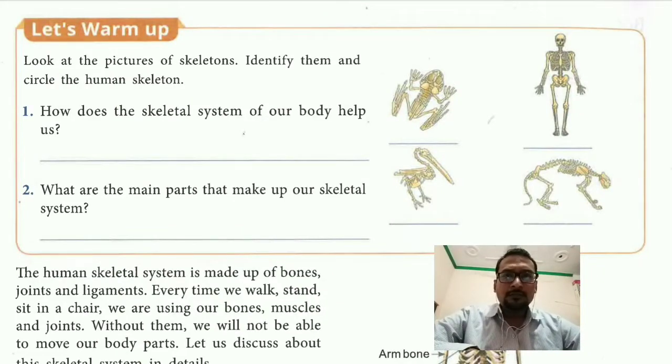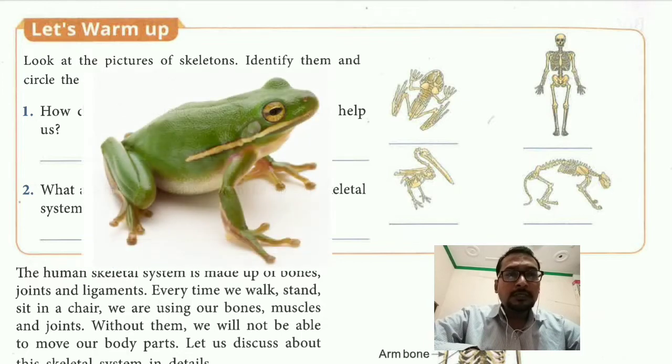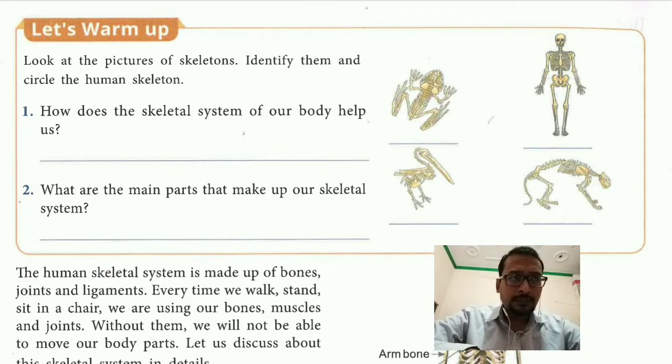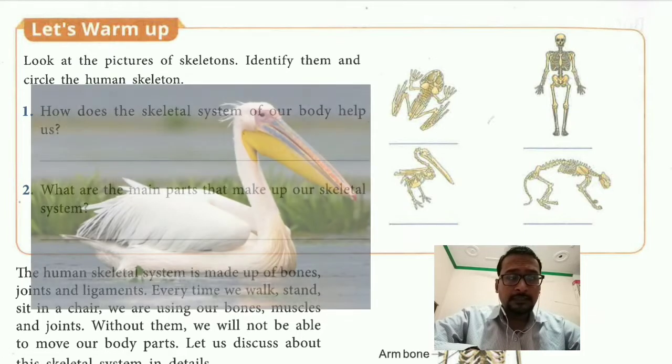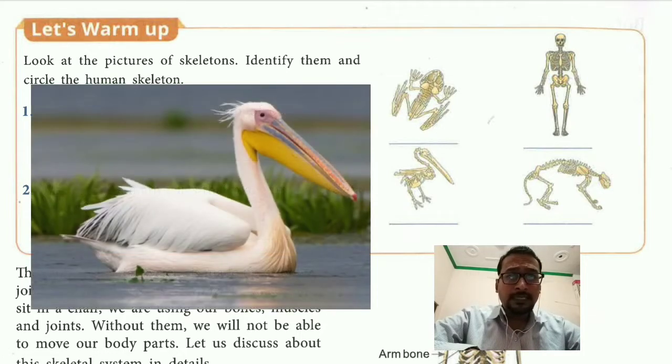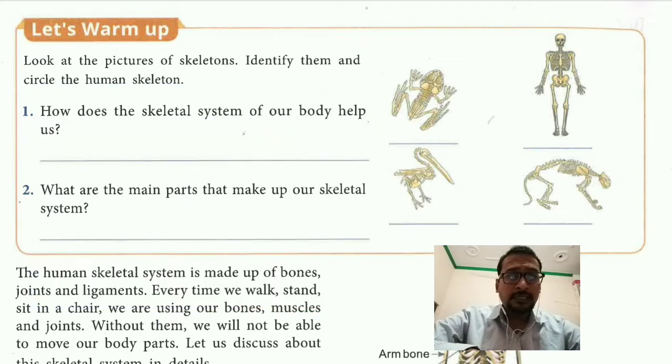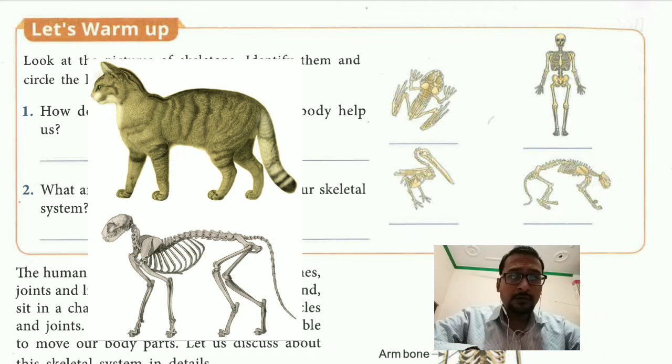Let's start with warm up. Look at the pictures of skeletons. Identify them and circle the human skeleton. In picture number 1, you will see this is a frog's skeleton. The second picture is of a human skeleton. Below, it's a bird, it's a pelican. So the bird is a pelican and the skeleton is given. And the last is number 4, it is of a cat. Okay, this is the skeleton of a cat.